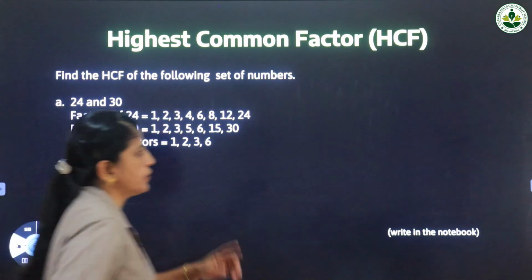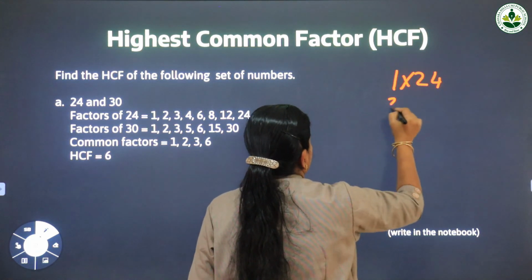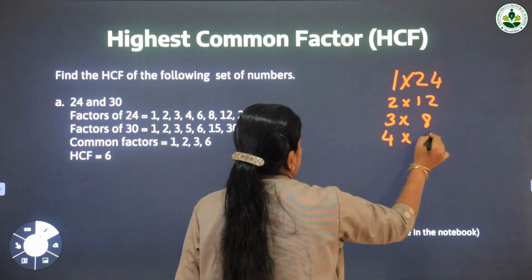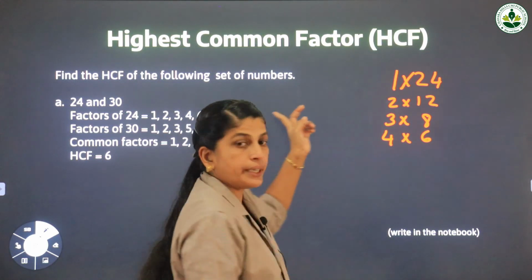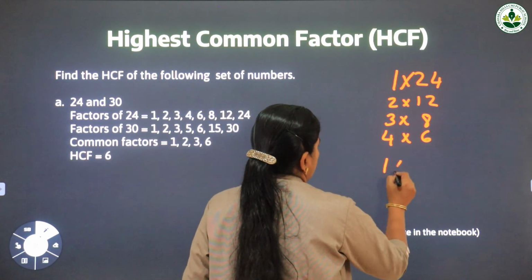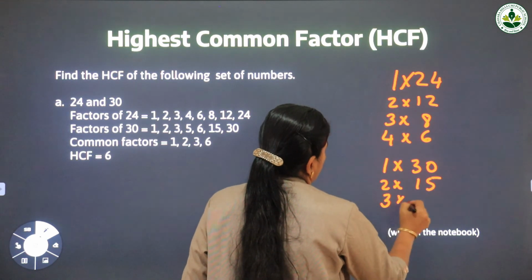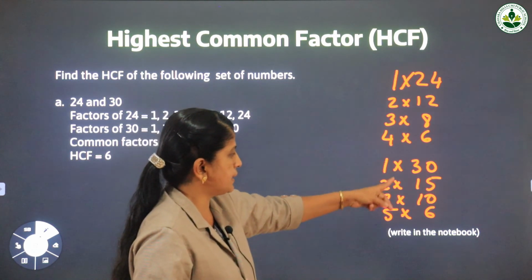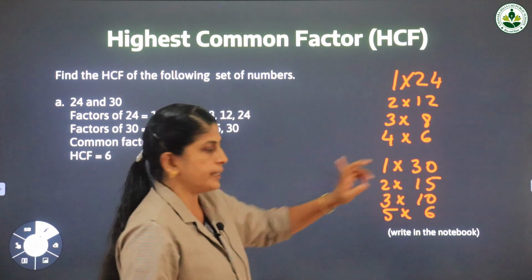Factors of 24. We will get 24 as 1 into 24, then 2 into 12, 3 into 8, 4 into 6. Therefore, 1, 2, 3, 4, 6, 8, 12 and 24 are the factors of 24. And the factors of 30: 1 into 30, 2 into 15, 3 into 10, 5 into 6. Okay. Therefore, the factors of 30 are 1, 2, 3, 5, 6, 10, 15 and 30.